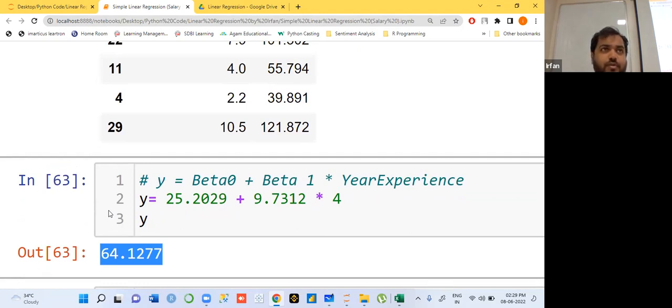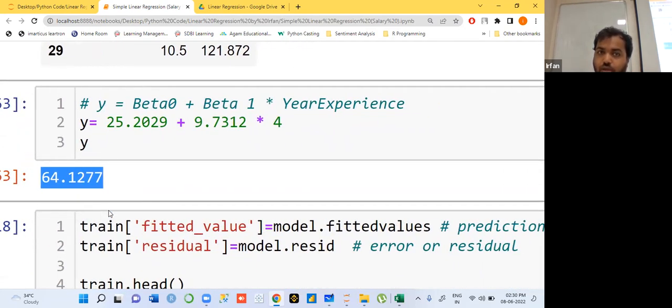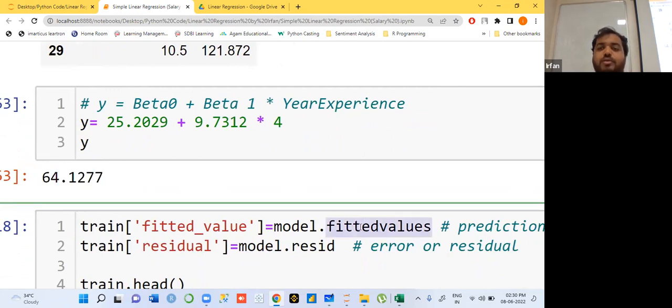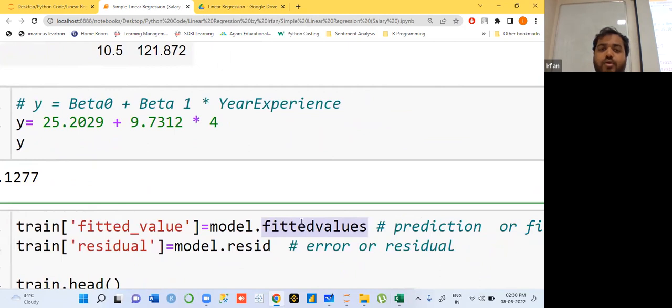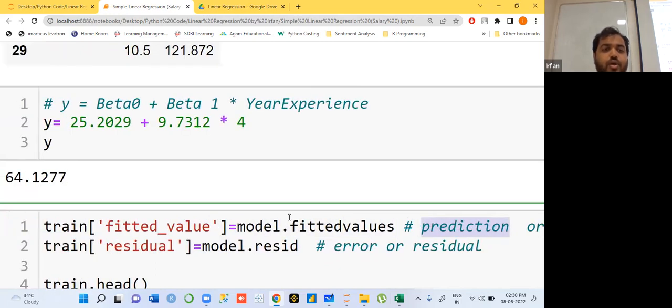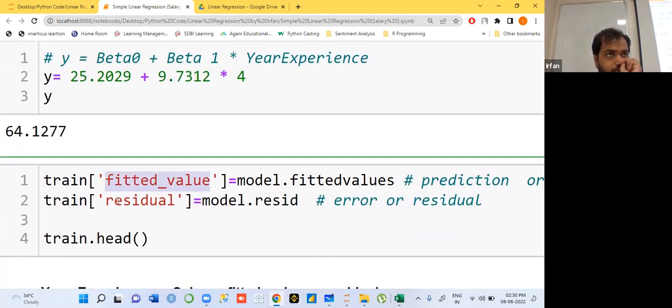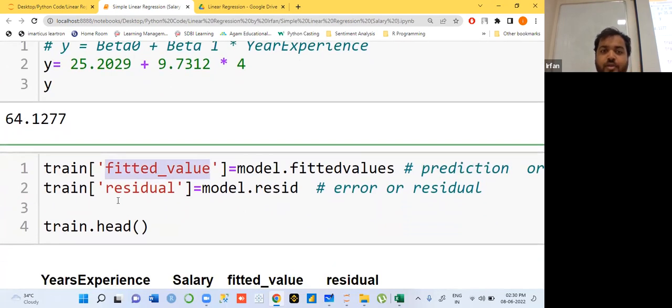Till you're clear? Now, guys, whenever you run the model, at the back end, it also gives you the prediction. Its prediction is called fitted value. So from the model, give me fitted value. Fitted value is nothing but prediction. So in the train, I'm making a new column called fitted. ये clear हो गया?